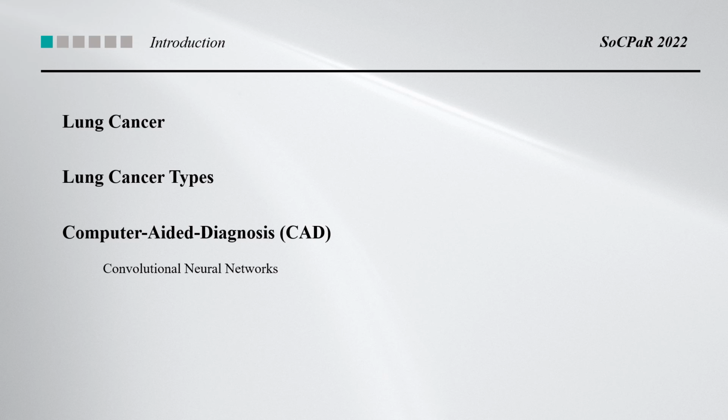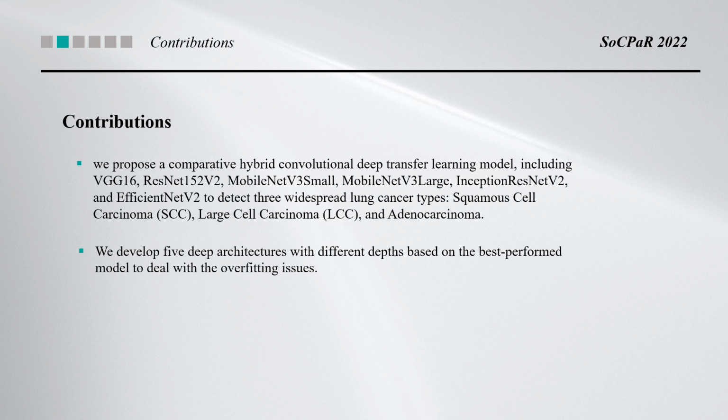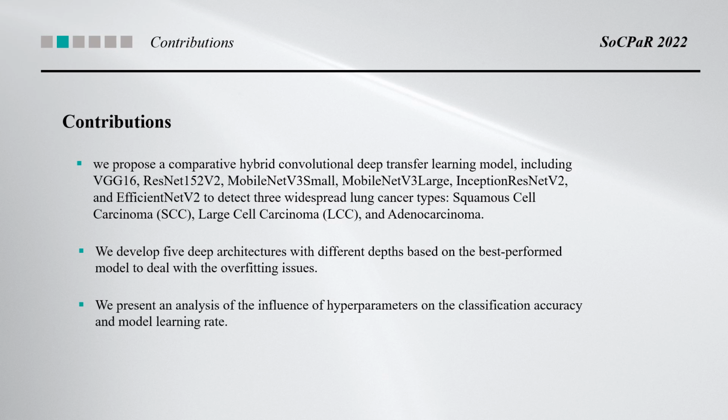In this work, since we are going to use CT scans, which are visual data, we focus on convolutional neural networks due to their ability to process visual information. In more detail, we propose a comparative hybrid convolutional deep transfer learning model including 6 state-of-the-art CNN-based architectures to detect 3 widespread lung cancer types. Furthermore, we extend these pre-trained models by adding different layers and develop 5 distinctive architectures to deal with overfitting issues. And finally, we discuss and analyze hyperparameters and their impact on the classification and model training.